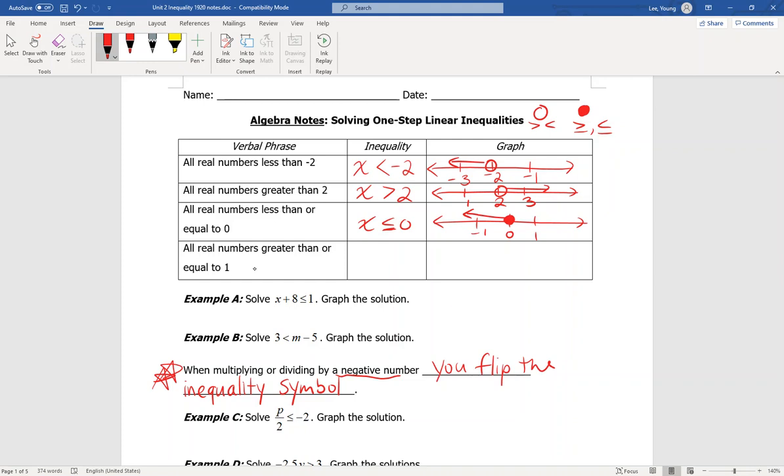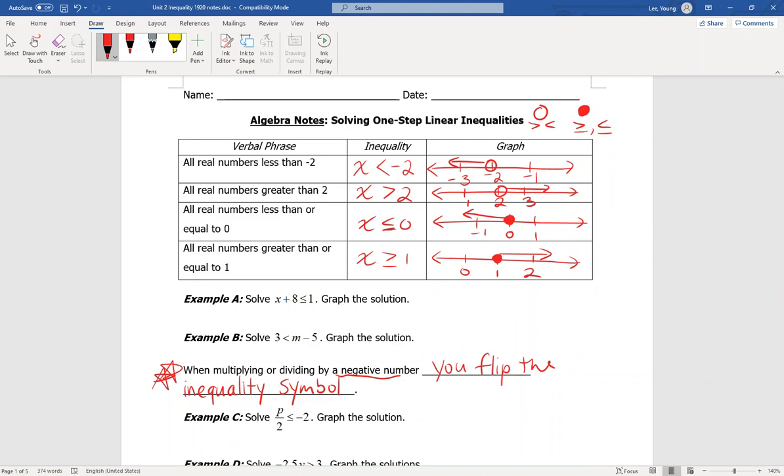How about all real numbers greater than or equal to 1? X is greater than or equal to 1. And here's how you graph it. You put 1, 0, and 2. Again, since it's greater than or equal to, we're going to put a closed circle, and then to the right.